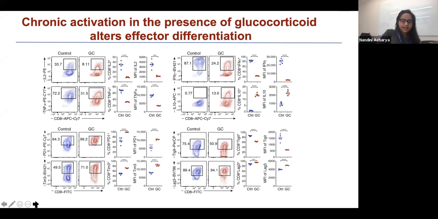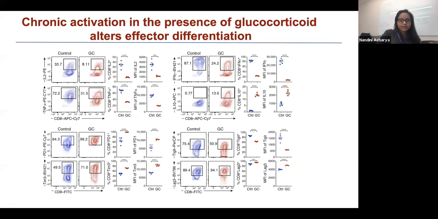But we looked at the other aspect of these cells, that is the checkpoint receptors. And what we found was that addition of glucocorticoids did indeed lead to upregulation of checkpoint receptors like TIM3, PD1, and LAG3. However, we found that TIGIT was not upregulated by glucocorticoid signaling.